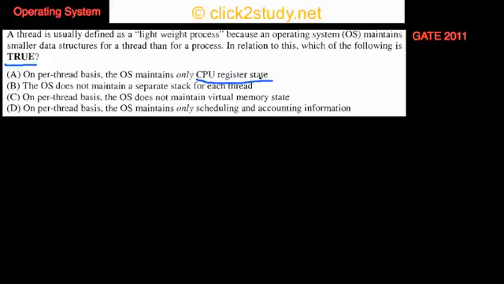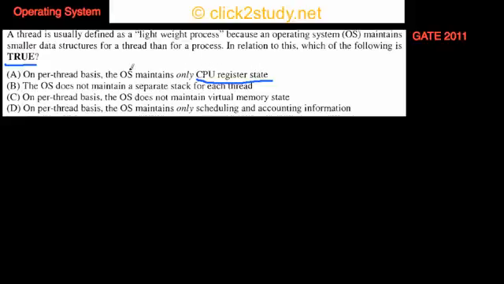So what is CPU register state? You have all these CPU registers. If some thread is running, there are certain values in these CPU registers: the stack pointer, the condition code flags, and so on. These things will vary from thread to thread, because a running thread will obviously change the CPU register state. So that is true.